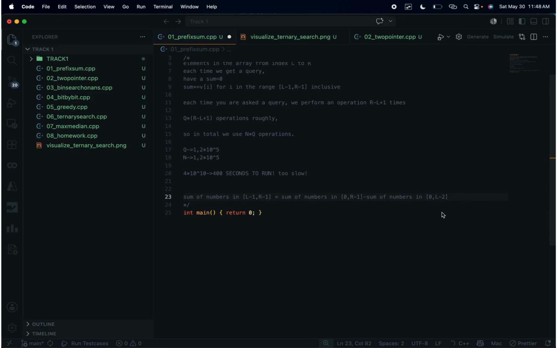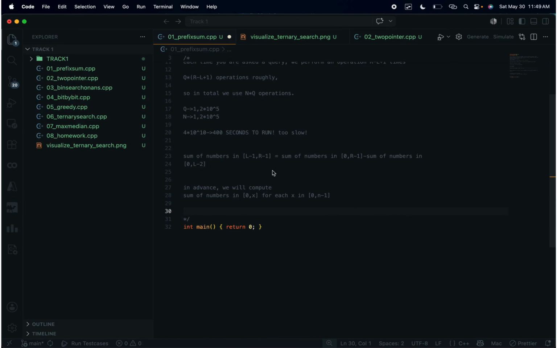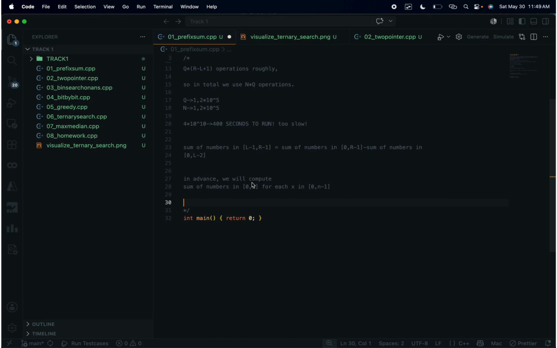So basically what we have done is, we have transformed this subarray sum problem to a difference of two sums where one of the endpoints of that sum is fixed. So one very nice thing that you can do here is, in advance we will compute sum of numbers in 0 to x for each x in 0 to n minus 1. So how this helps is that, okay, first of all, how do we compute this?